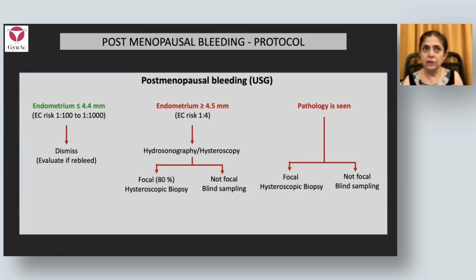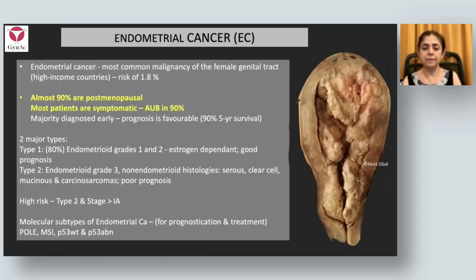and we look and see if we can see any pathology. If we find a focal pathology, we do a guided biopsy. But if we are not able to find focal pathology, then we can do blind sampling.